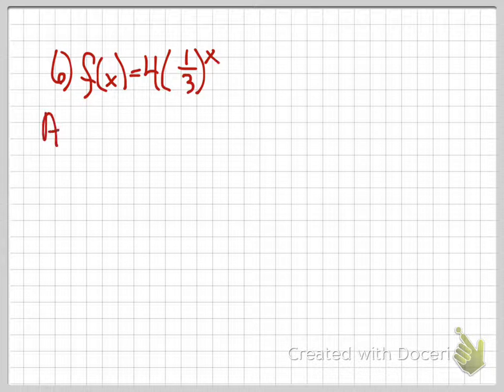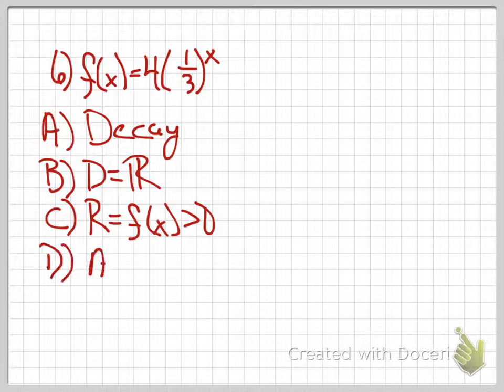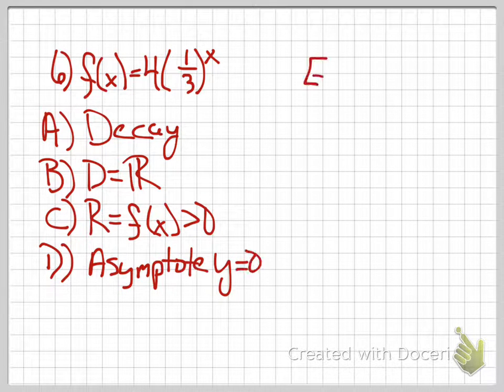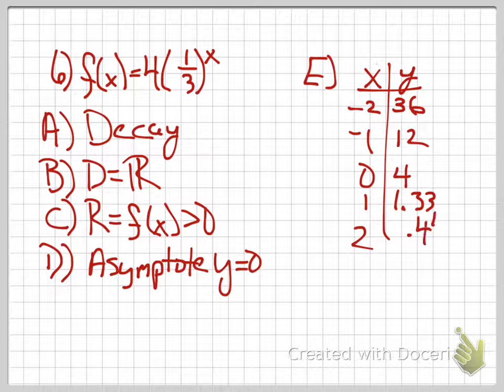Alright, so let's look at number 6. Number 6 is always fun. Alright, so number 6 is a decay because of the 1/3. Not because of the 4, because of the 1/3. Okay, it's greater than 0 because, again, it doesn't change anything unless there's a number being added or subtracted afterwards. The asymptote is also 0. Get your graph and then just try to plot some points.